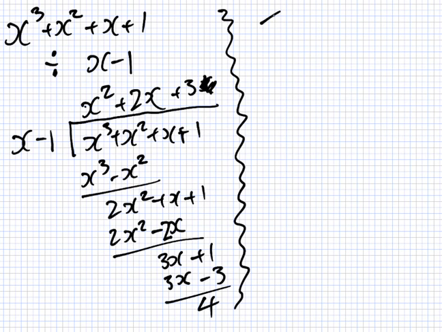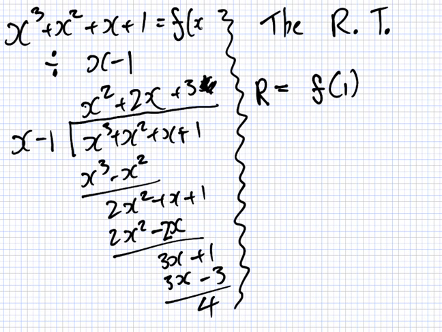Now, let's use the quick way. The remainder theorem says the remainder should equal f of 1, where this is the f. So if I put 1 into this formula, what do I get? 1 plus 1 plus 1 plus 1, which equals 4. Yeah? So this remainder theorem gives you a quick way to calculate the remainder, and you don't need to use long division. It's a very important and very useful result.